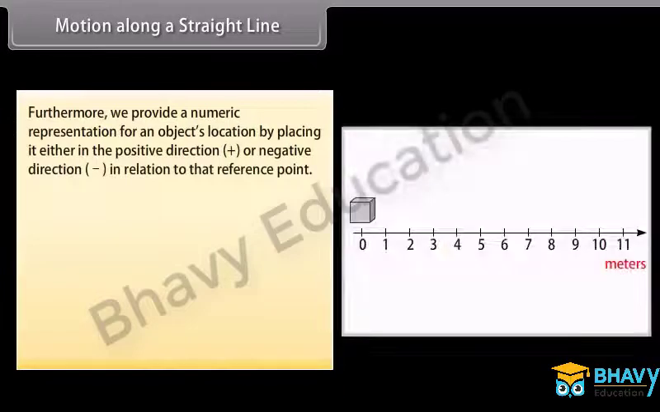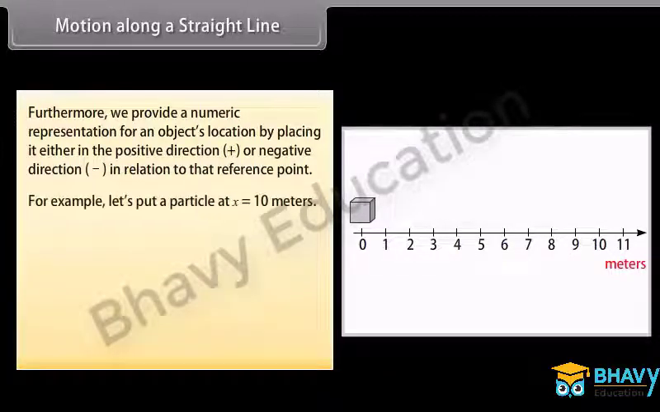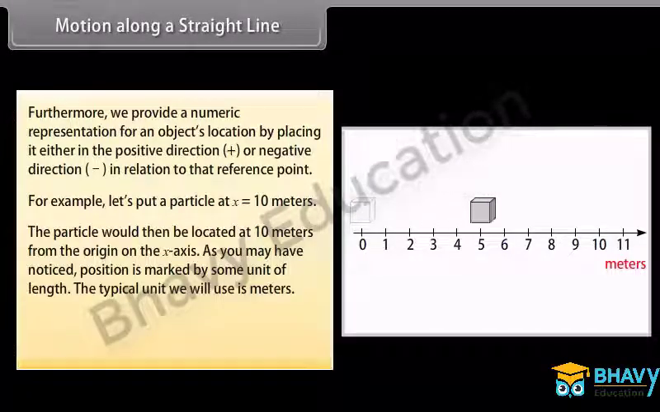Furthermore, we provide a numeric representation for an object's location by placing it either in the positive direction or negative direction in relation to that reference point. For example, let's put a particle at x equal to 10 meters. The particle would then be located at 10 meters from the origin on the x-axis. As you may have noticed, position is marked by some unit of length. The typical unit we will use is meters.